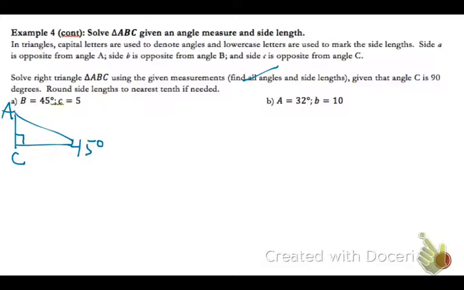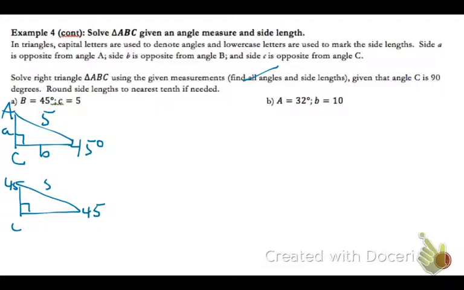And we know that side C, which will be across from angle C, is 5. So then what we're trying to find are sides A, which we'll denote with a lowercase a, and B. Now I'm going to note that if one of my acute angles is 45, then the other one has to be as well. So this is a 45, 45, 90 triangle.